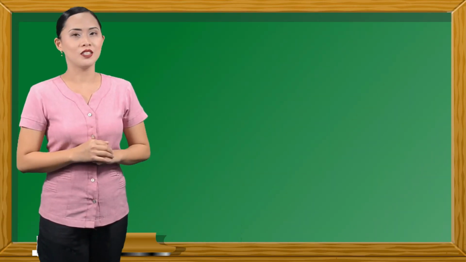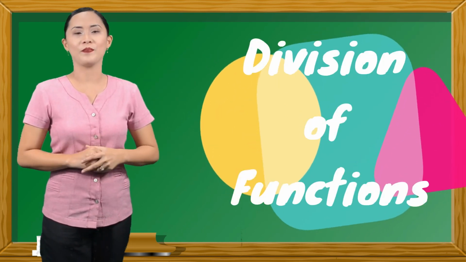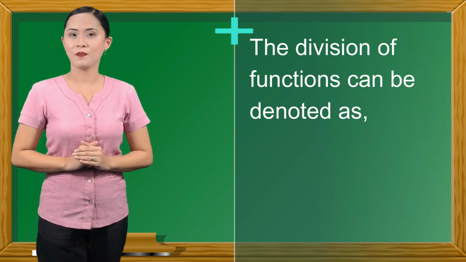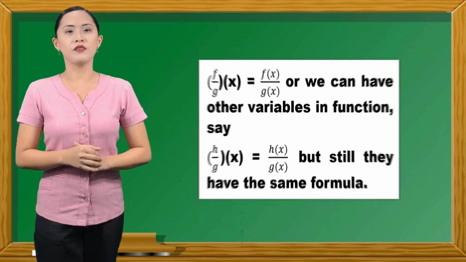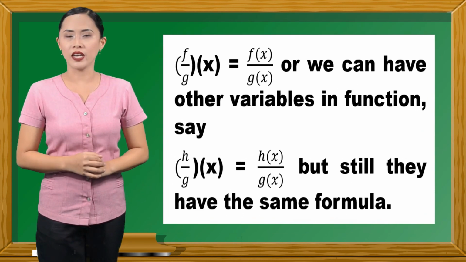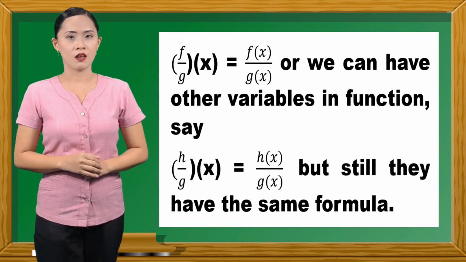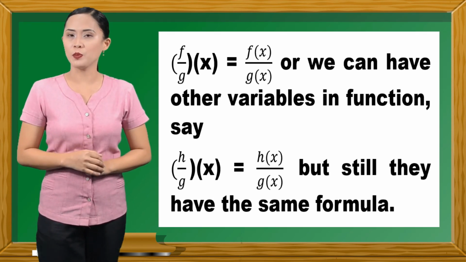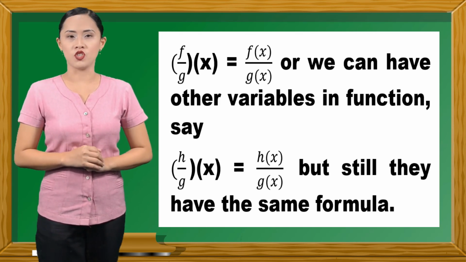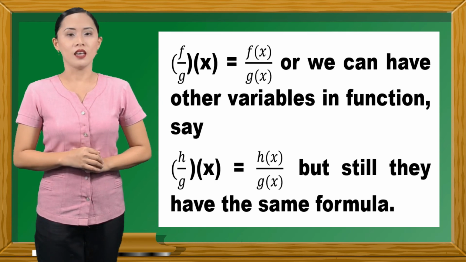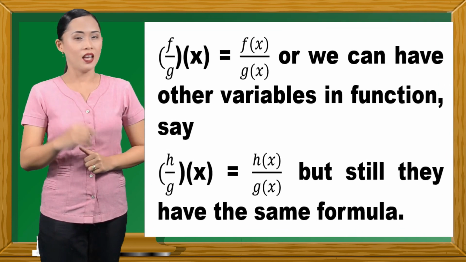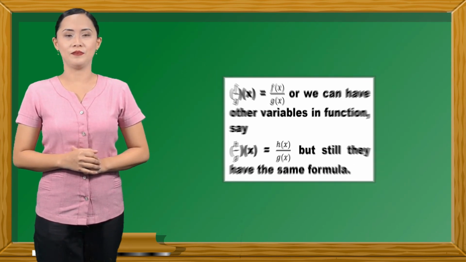Let us now proceed to the division of functions. The division of functions can be denoted as f divided by g of x equals f of x divided by g of x. Or we can have other variables in function. Say, h divided by g of x equals h of x divided by g of x. But still, they have the same formula.